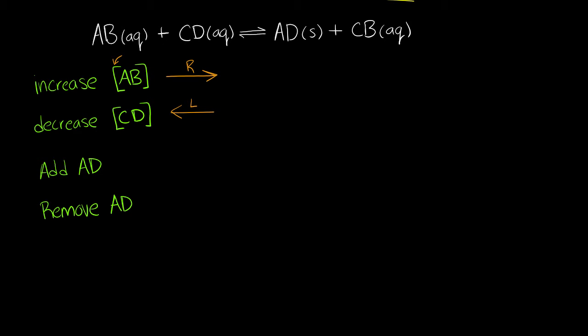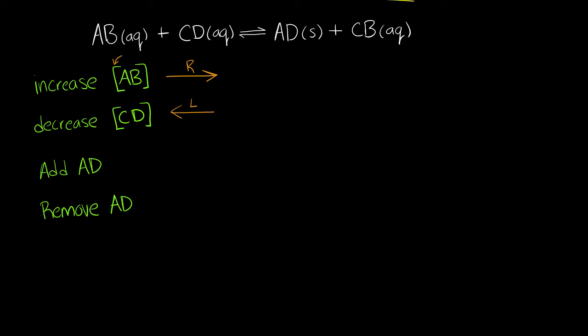Now let's think about what happens when you increase the concentration of AB. Increasing the concentration of AB is like adding more AB. It will shift the reaction equilibrium away from the increase because now it has more reactant to create more product. The removal of CD should slow the reaction down because it needs CD to make AD and CB. So removing CD will shift the reaction equilibrium toward the left.